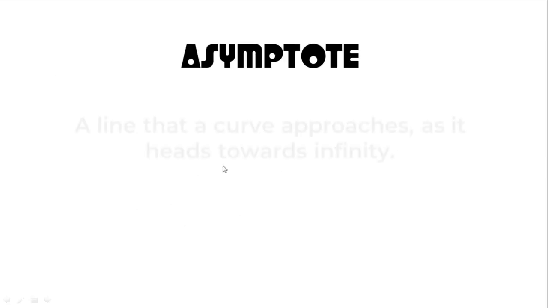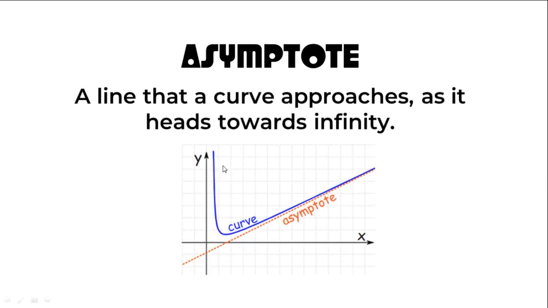Okay, asymptote naman. Asymptote is a line that a curve approaches as it heads towards infinity. So ito yung curve and this is the asymptote. And ito yung line kung saan nag-approach yung curve pero hindi sila nagtatagpo. Kahit i-magnify natin itong curve and line, hindi sila mag-meet, hindi sila mag-intersect. Maglalapit lang sila pero hindi sila magtatagpo. Ay vertical asymptote of rational function.